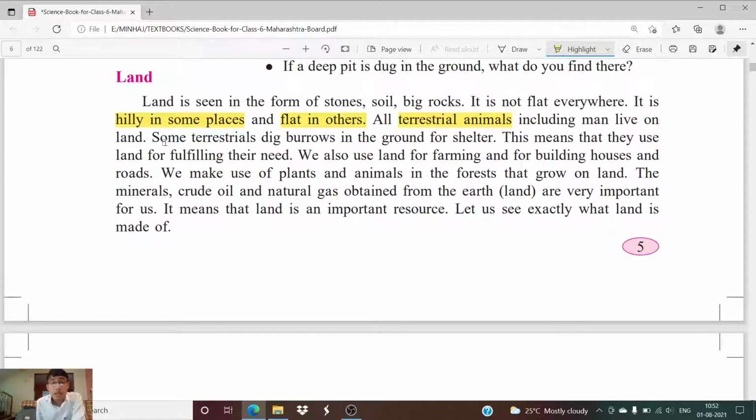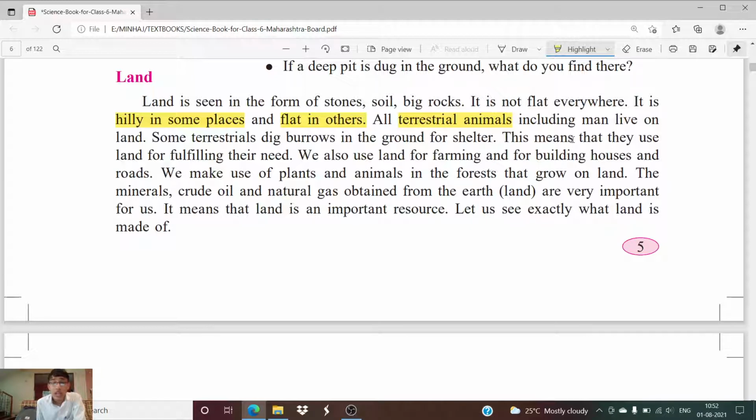Some terrestrial animals dig burrows in the ground for shelter. कुछ terrestrial animal ऐसे होते हैं जो होल करते हैं जमीन में, और फिर उस बरोस के अंदर रहते हैं. तो फॉर एग्जांपल रैबिट, स्नेक. There are several insects which also live inside the burrows which they dig in the land.